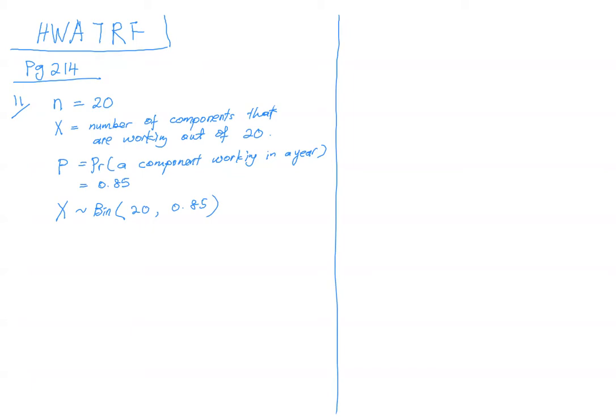Okay, so now part A. They say find the probability that the hot water unit will fail within 1 year. Probability, the hot water unit.